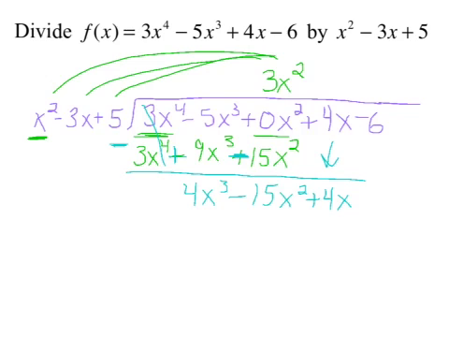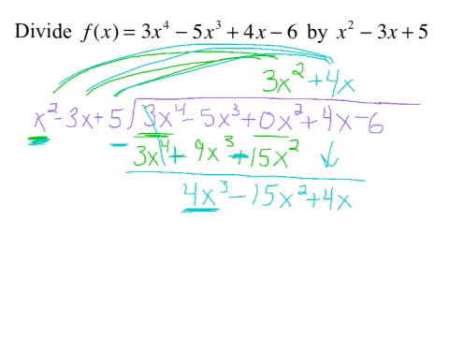So I'm going to use x squared and I'm going to see how many times, or what do I need to multiply x squared by to get 4x cubed. So I need to multiply him by a 4 and an x. And now I'm going to take this 4x and I am going to multiply him to everybody.